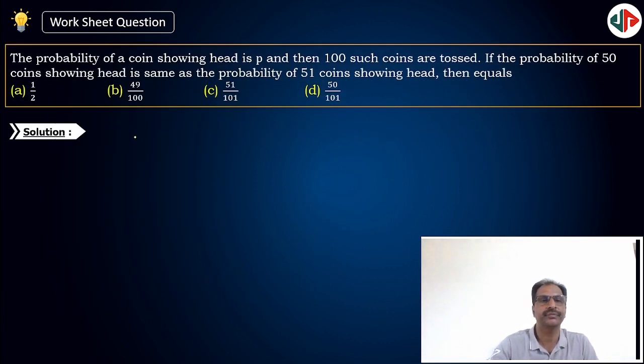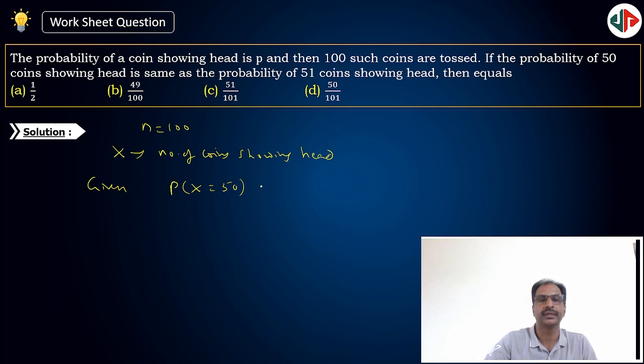Next, the probability of a coin showing head is P, and then 100 such coins are tossed. So number of coins tossed is 100. Let X denote the number of coins showing head. So what is the given condition? Probability of 50 coins showing head is the same as probability of 51 coins showing head.